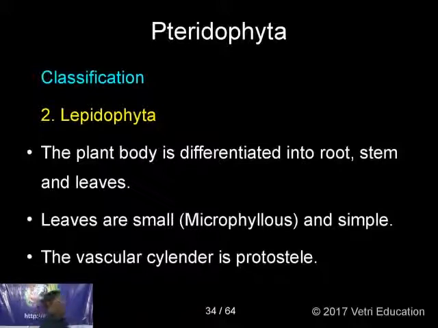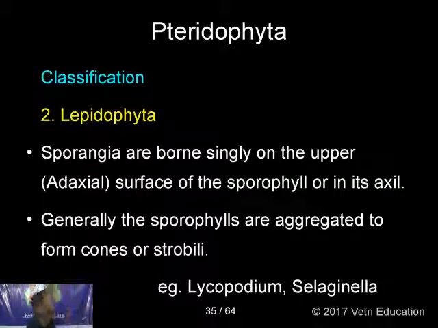The vascular cylinder is also protostele here, and sporangia are borne singly on the upper surface of the sporophyll or its axis. So the sporangia are developed in the axis or on the upper surface of the leaf. Here you can find the leaves, upper surface, adaxial surface, or at the margins also. Generally the sporophylls are aggregated, forming cones or strobili. So a number of sporophylls are compactly arranged at the tips of the branches and form cone-like structures. So those are called cones or strobili. Example, Lycopodium, Selaginella.